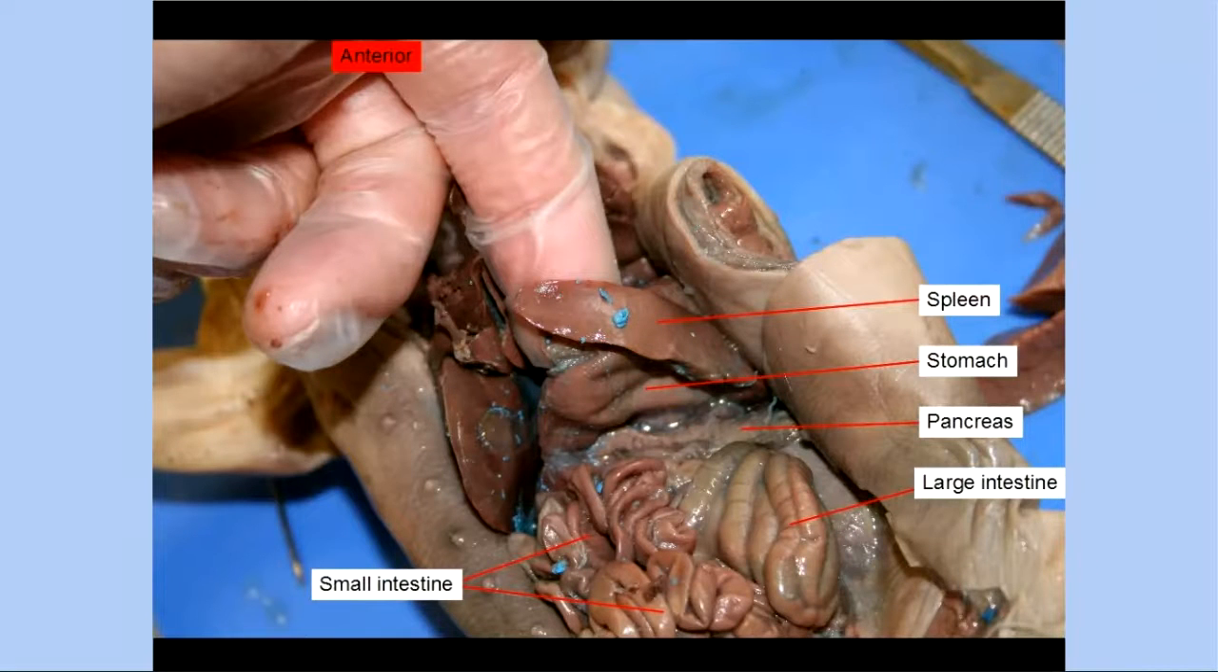Okay, and yet another view. Here's the pancreas. And here's your stomach and the spleen. It's very easy to identify the spleen because it's flat, it's long, and it's rounded at the end. Okay, there's the liver. Okay, you can see the difference here in the large intestine and the small intestine.